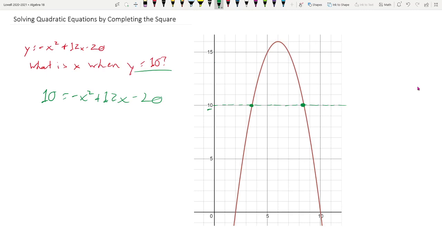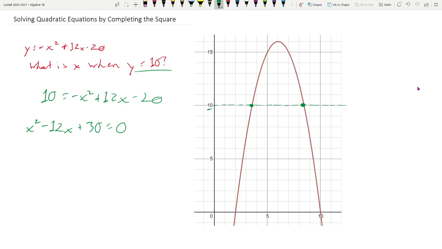So I'm going to do that this time by moving all of this to that side, which ends up being the same thing. We'll end up with positive x squared, so I'll add x squared to both sides. I'll subtract 12x from both sides. And then I'll add 20 to both sides. So I'll get plus 30, is equal to 0. Okay.